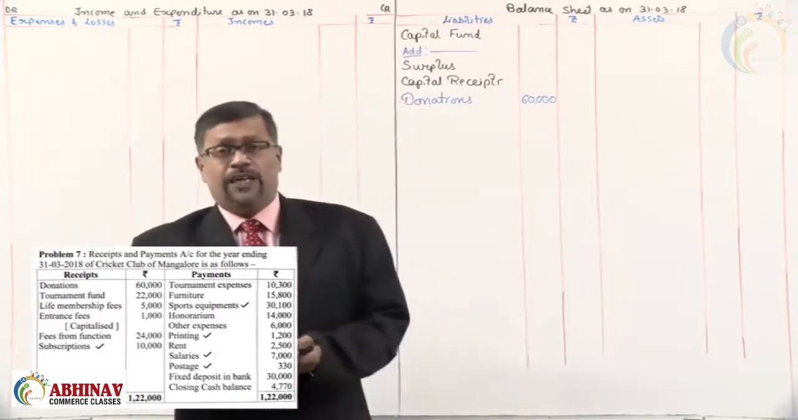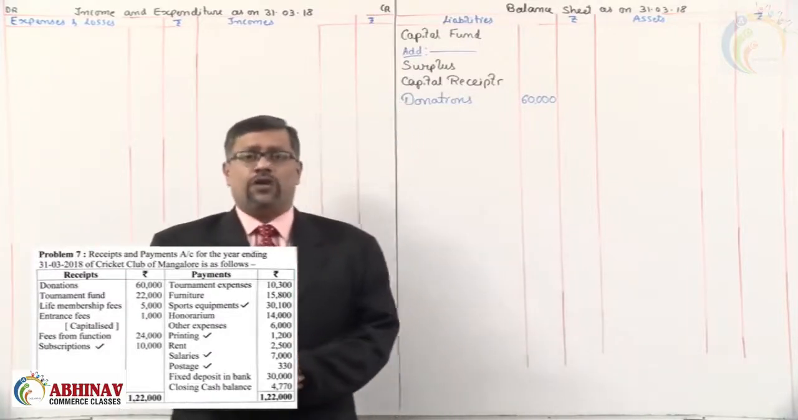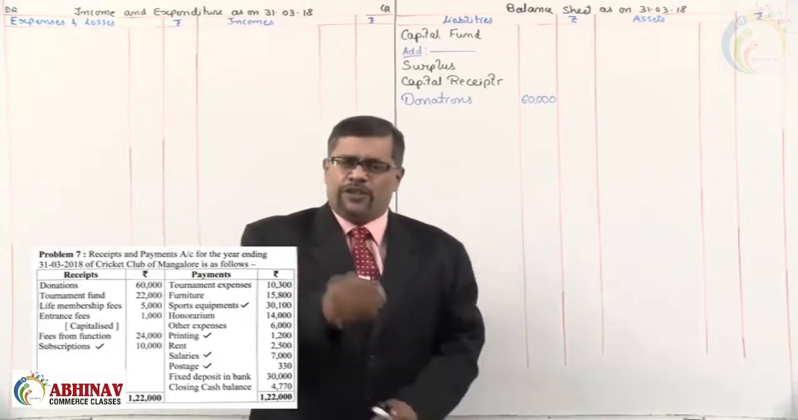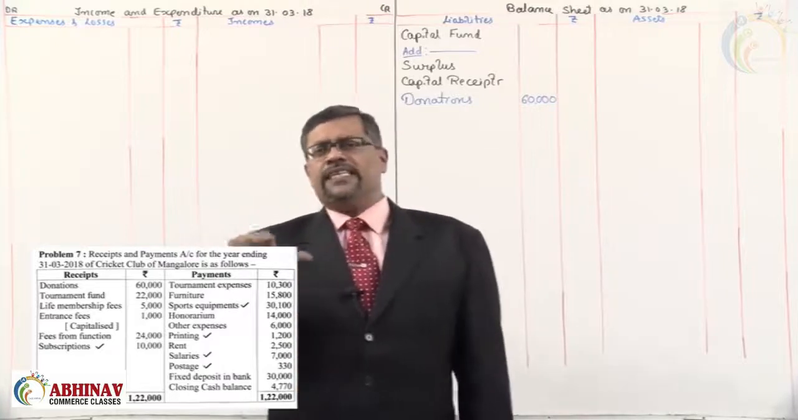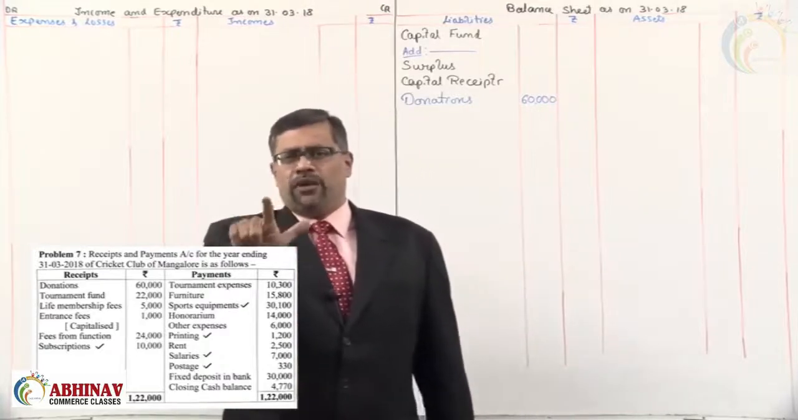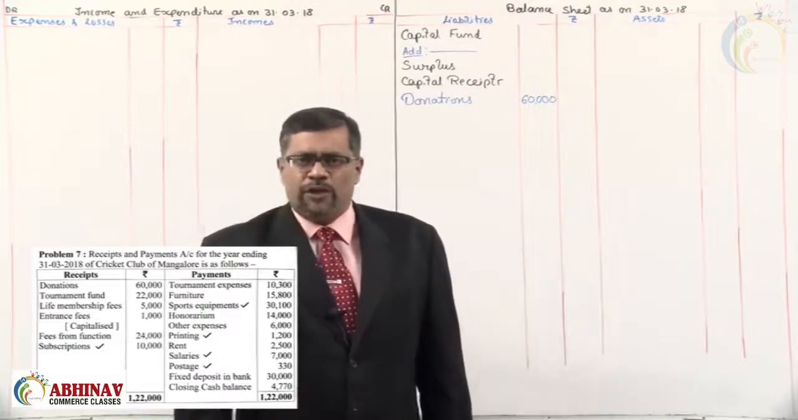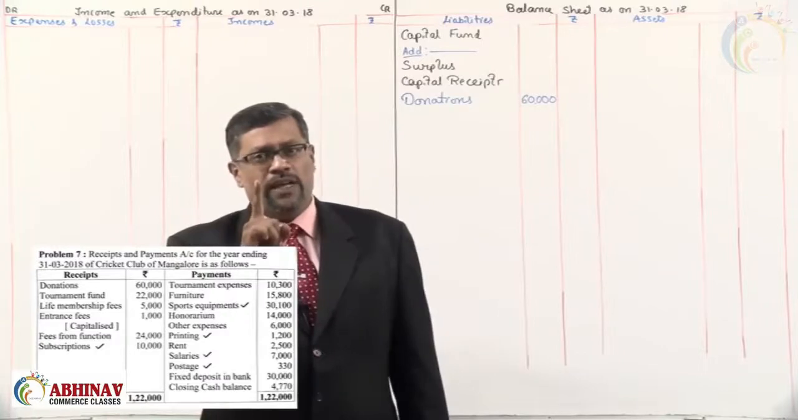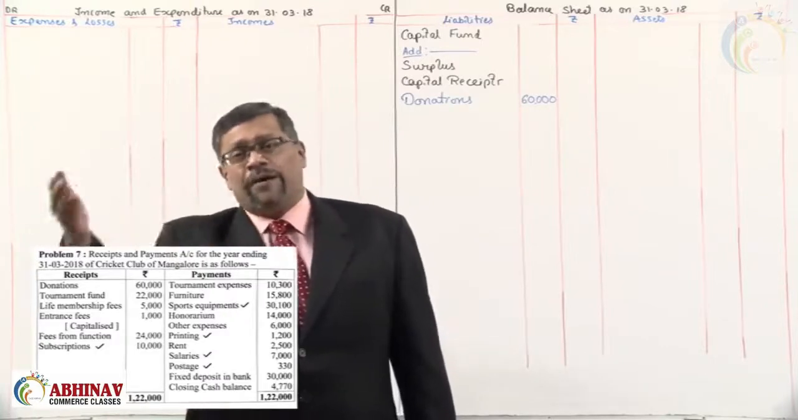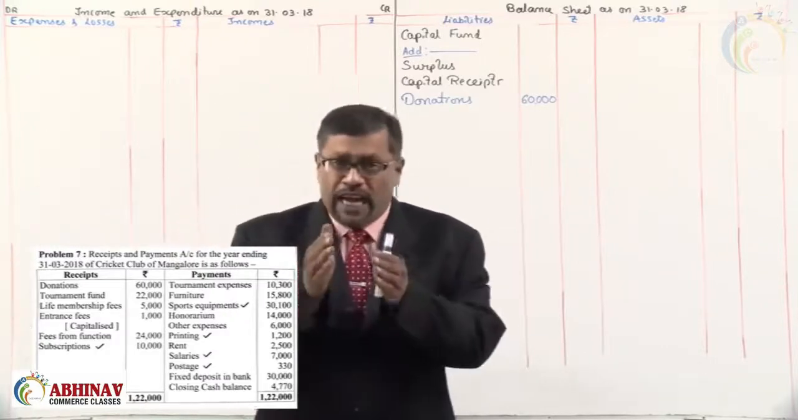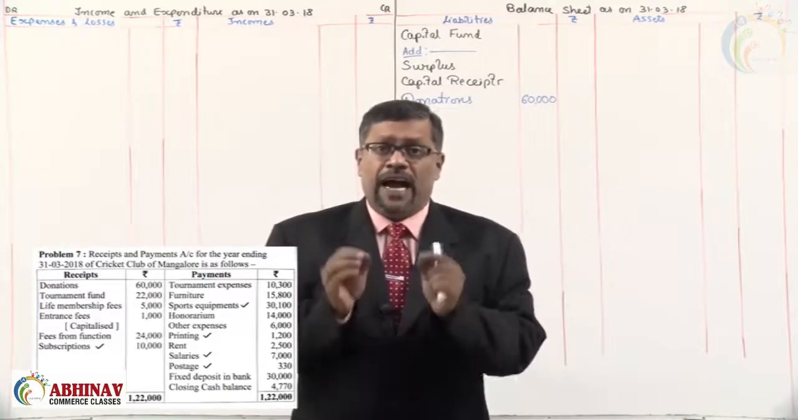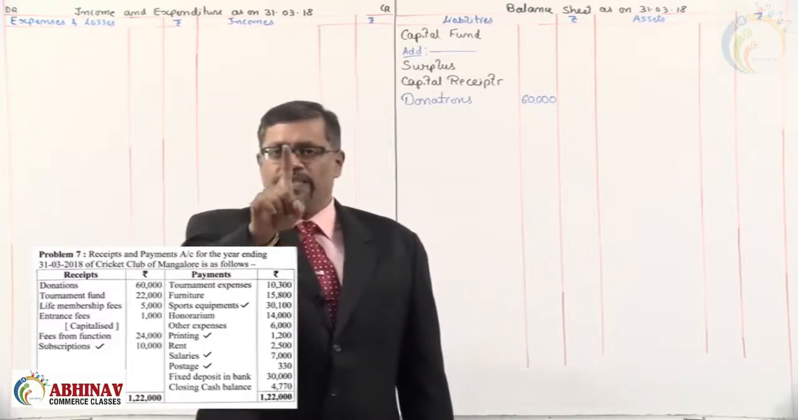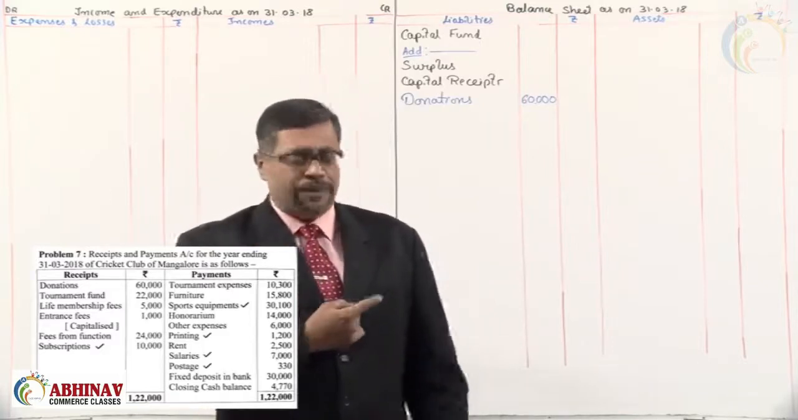Fine. After donations, the next we have is tournament fund, 22,000 rupees. Now the question is, is the tournament fund received recurring or non-recurring? Is it capital or revenue? How many times will we receive the tournament fund? For that tournament, we receive the fund only once. For the next tournament, we might receive a new fund. But for that particular tournament, we receive the fund only once. What we receive only once will be taken as capital.